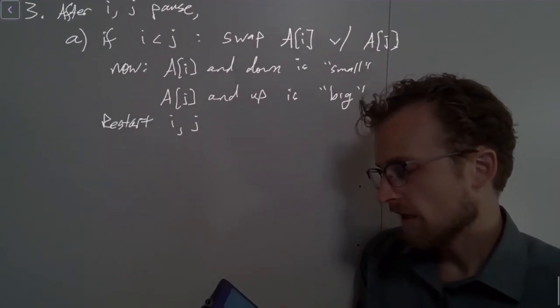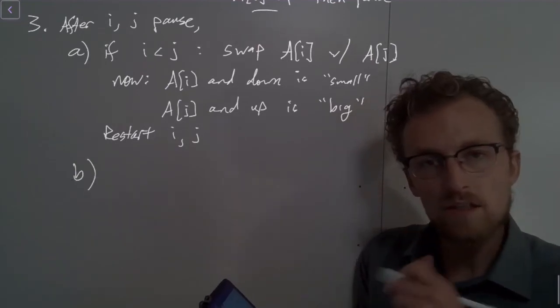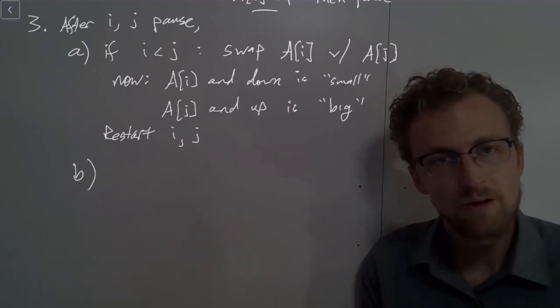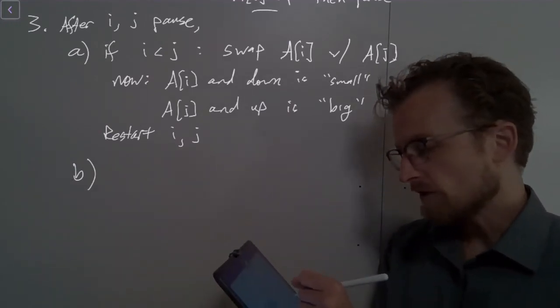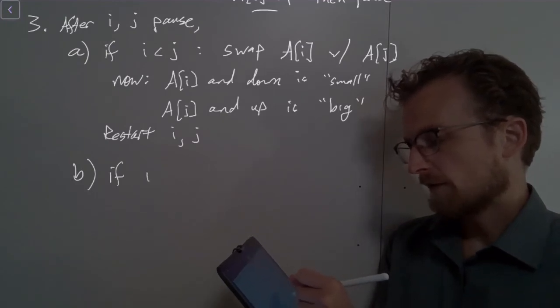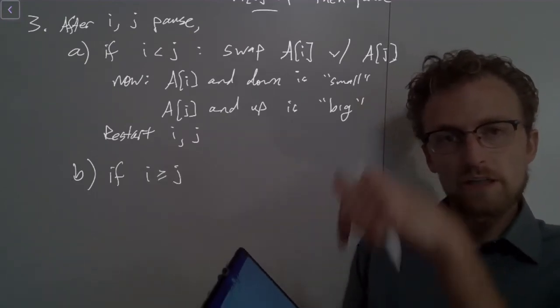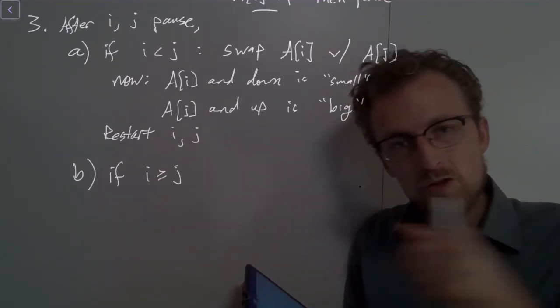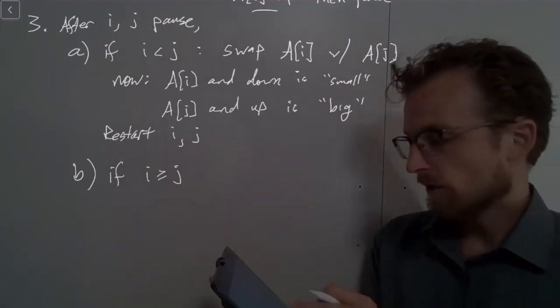All right, so now in case B, suppose that when they stopped running, when they encountered things that were in the wrong spot, they had crossed each other. So suppose now that i was greater than or equal to j, so either they were looking at the same element, or i went further up and j went further down. What does that tell us? What do we know in that case?